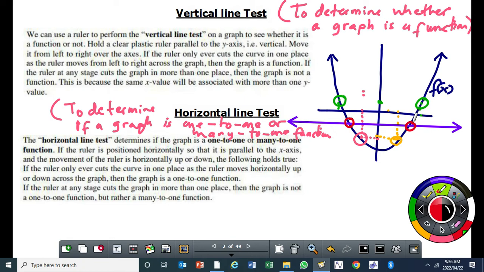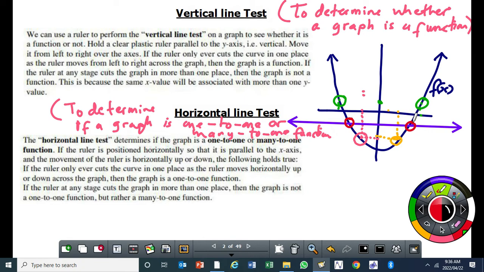Right? Linear functions are one-to-one functions. Yes? Okay. Linear functions are one-to-one. Well, let me show you how I know that. Can I carry on? Yes.